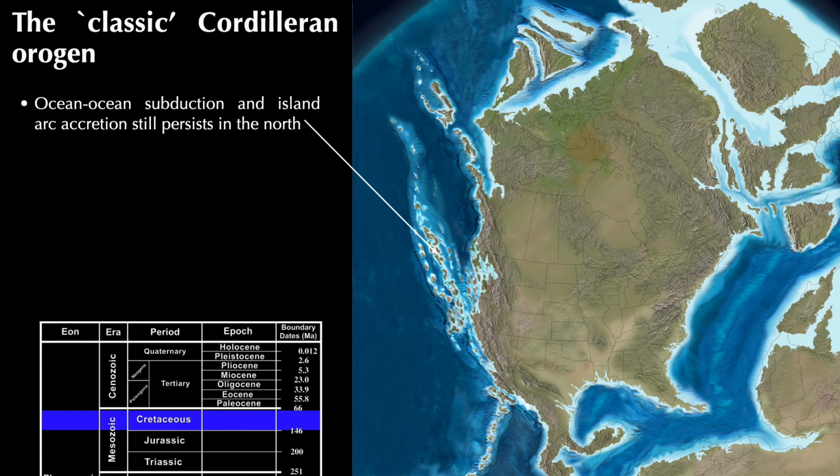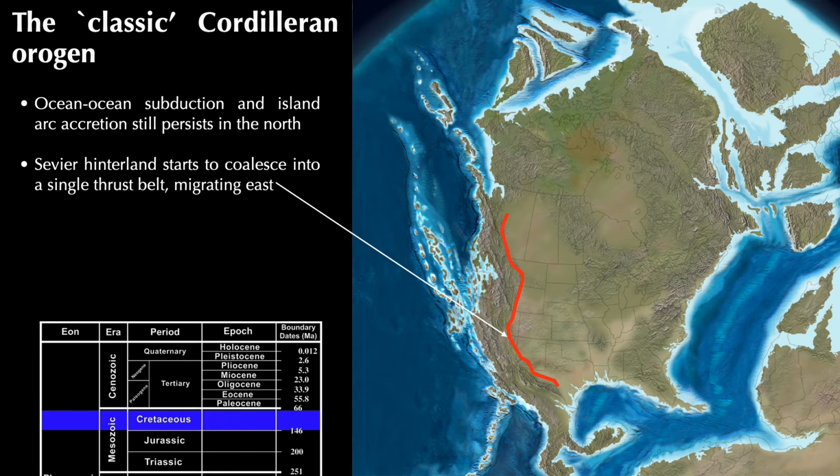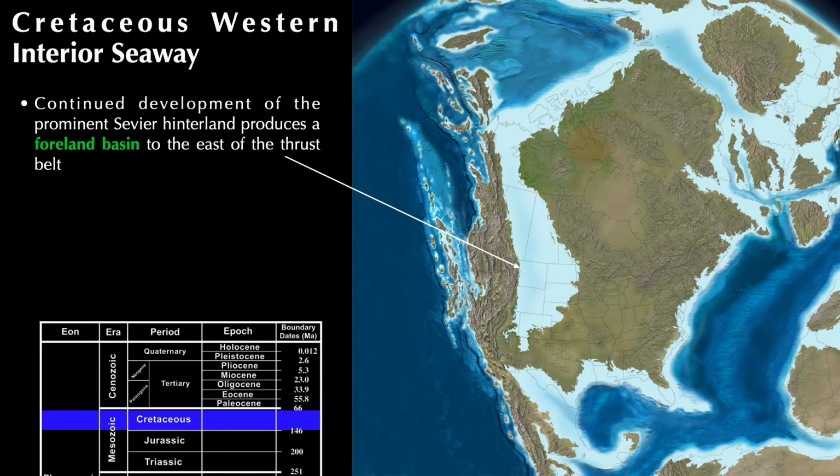Note that even into the Cretaceous, though, some ocean-ocean subduction and island arc accretion still persists in the north of the continent, northwest side of the continent. In the Cretaceous, though, the topography in the foreland fold and thrust belt really starts to rise, and it coalesces into what would be characterized as a plateau that's marching progressively eastward. And the load of this hinterland plateau creates a flexural foreland basin in the continental interior.